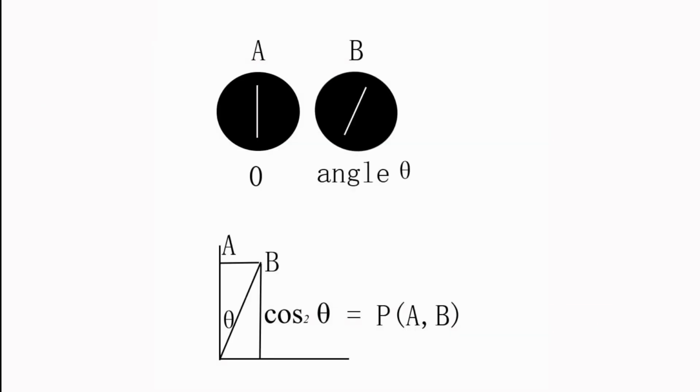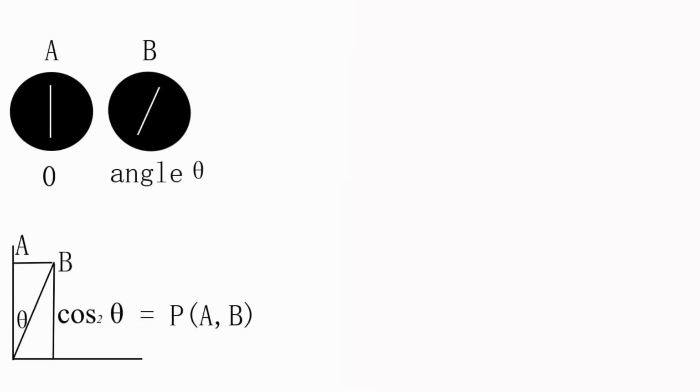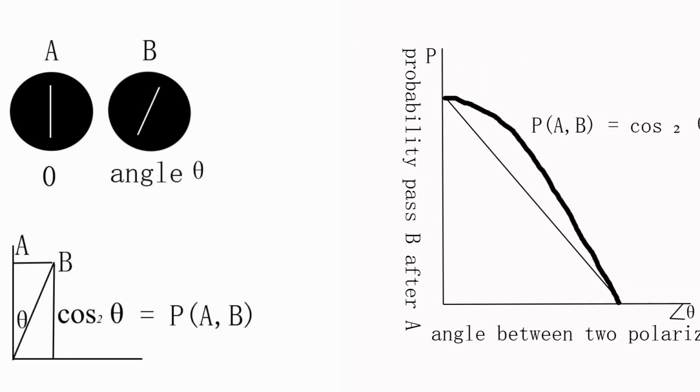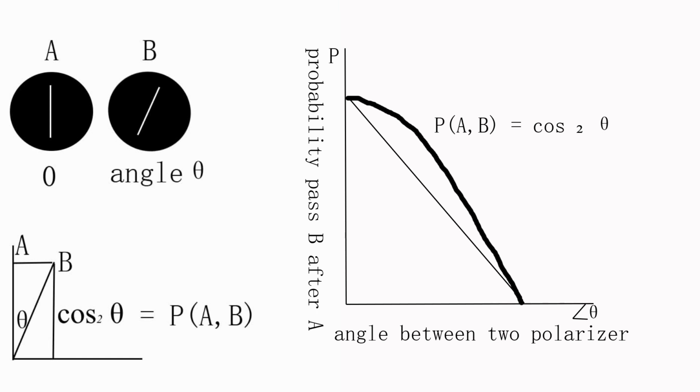Scenario 2. The photon passes polarizers A and B with changing its polarization. Polarizers A and B are set on angle theta. When photons pass the polarizer with angle theta, the energy of the photon's wave can be split into two components along the x and y axes. The probability of the two directions that the photon may change to is correlated with these two components, sine theta and cosine theta, because the sum of the two probabilities must be 1. Sine theta squared plus cosine theta squared equals 1. So angle theta and the probability of a photon passing both A and B are correlated by the square of cosine theta.